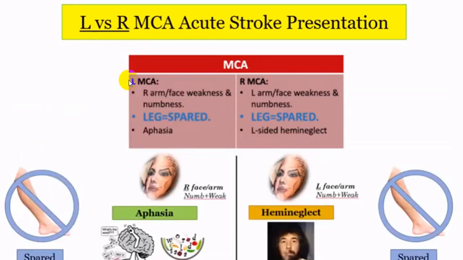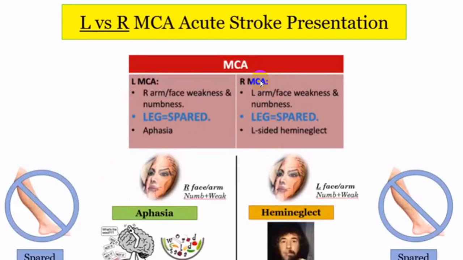So again, left side MCA means involvement of the right half of the body. Right arm and face will be involved. Leg spared, aphasia. Very, very common, because the dominant hemisphere is the left hemisphere in a right-handed person. And it will be Broca's aphasia.